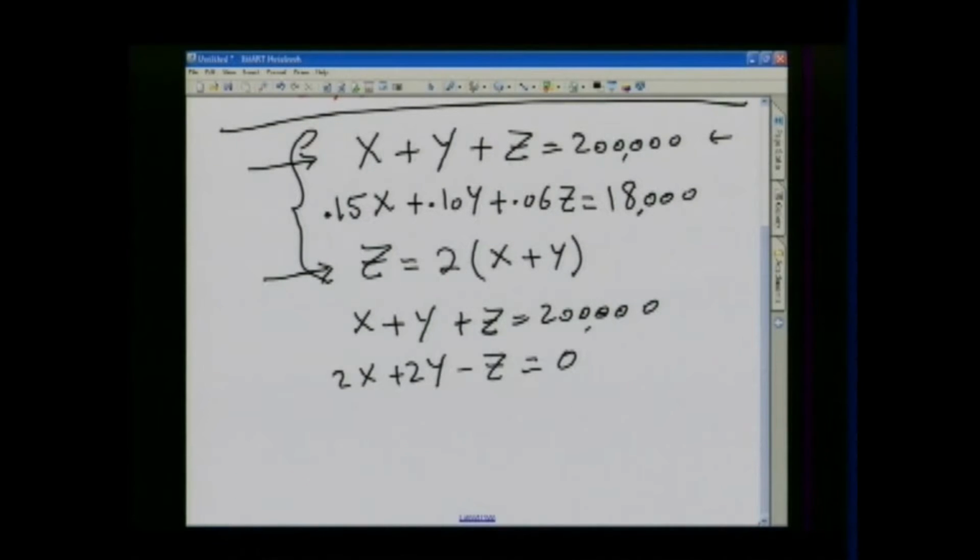And the last equation, 0.15x plus 0.10y plus 0.06z should be equal to 18,000.